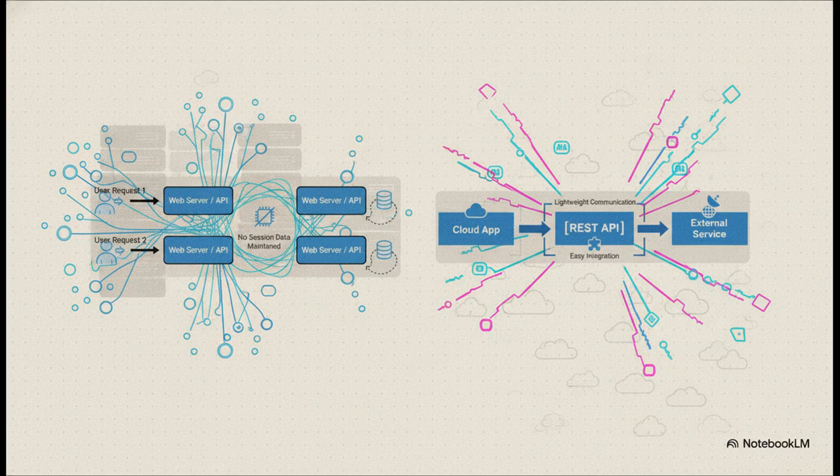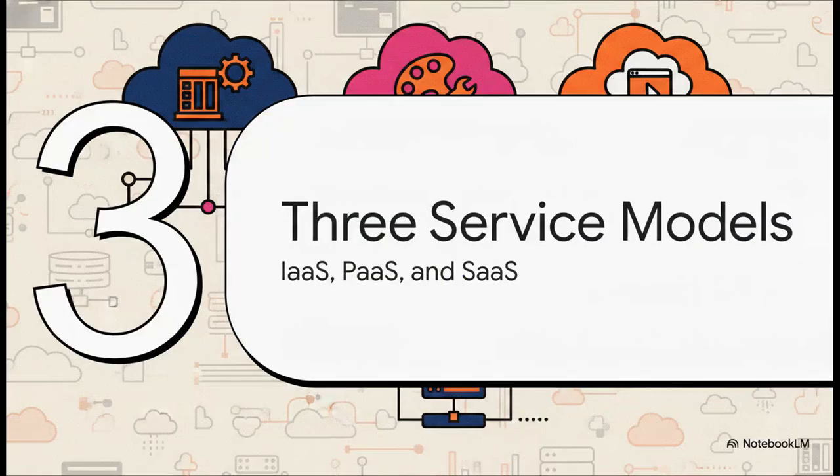On the left side, you'll see that cloud environments are what we call stateless. They deliberately don't maintain user session data on any single server, which is what gives them that incredible elasticity. And then over on the right, they use lightweight REST APIs for seamless communication with external services. Since every single request packs in all the necessary details to be processed completely independently, cloud apps can scale horizontally across hundreds or even thousands of servers without missing a beat. Pretty amazing, right?